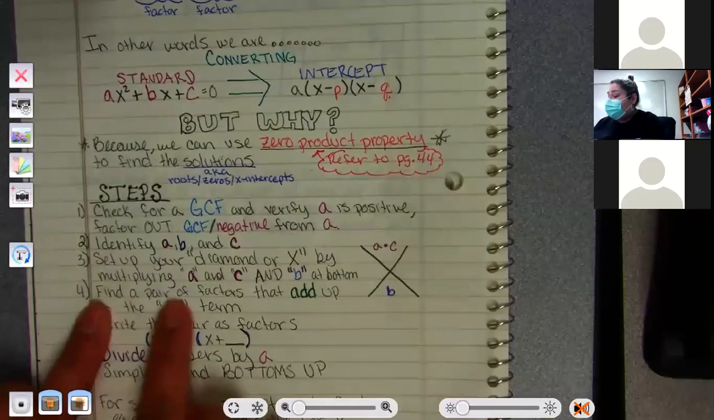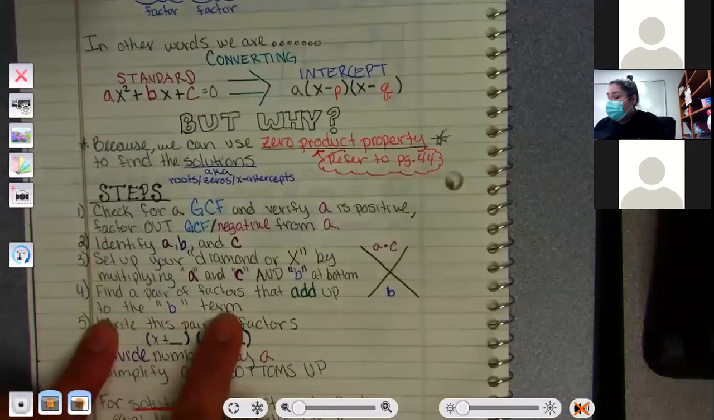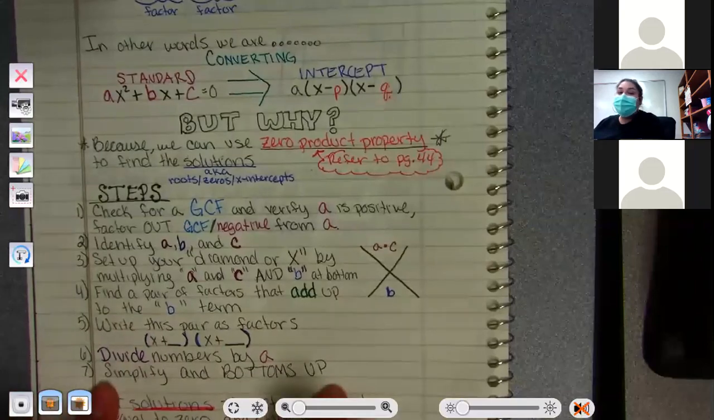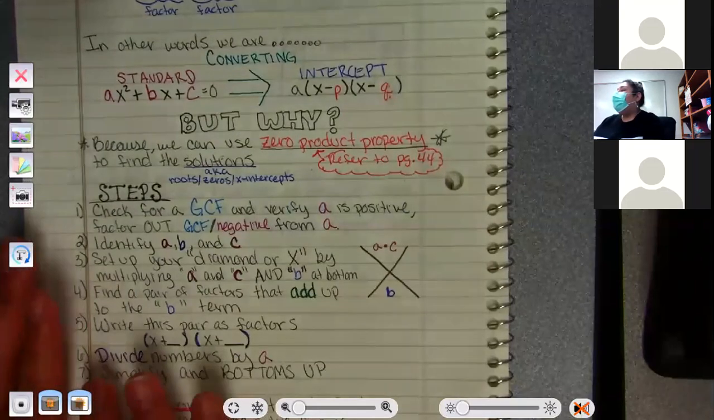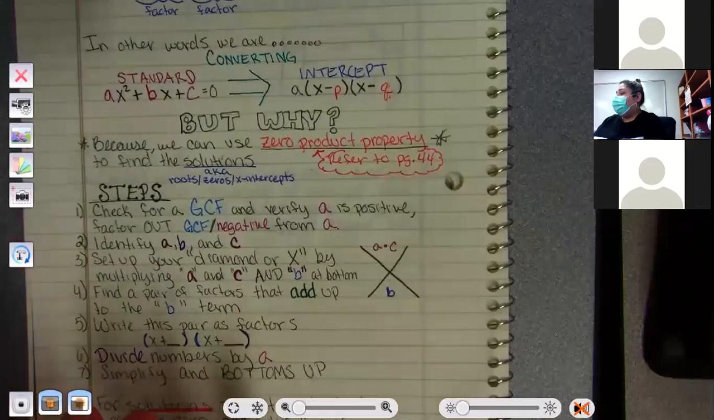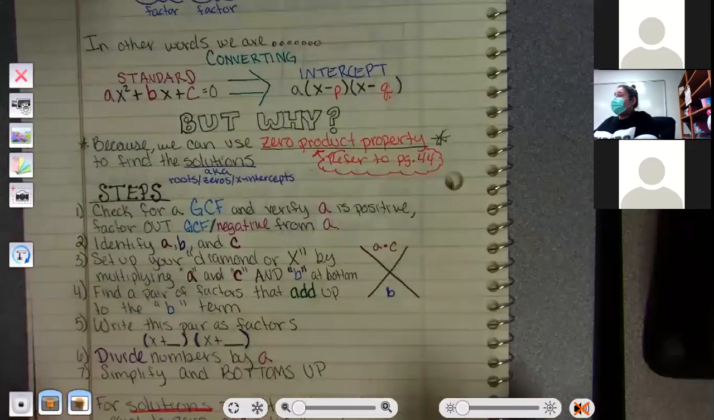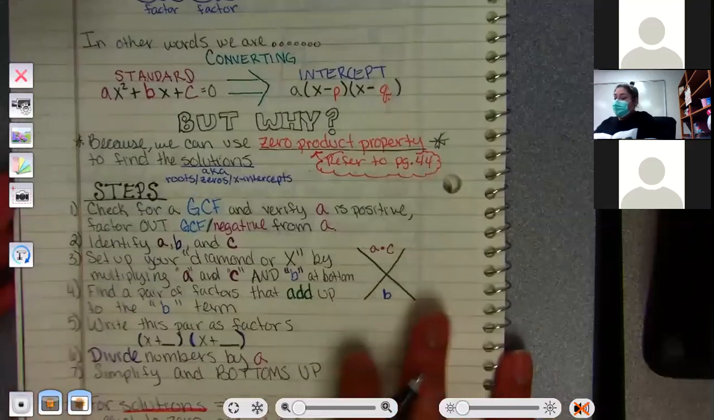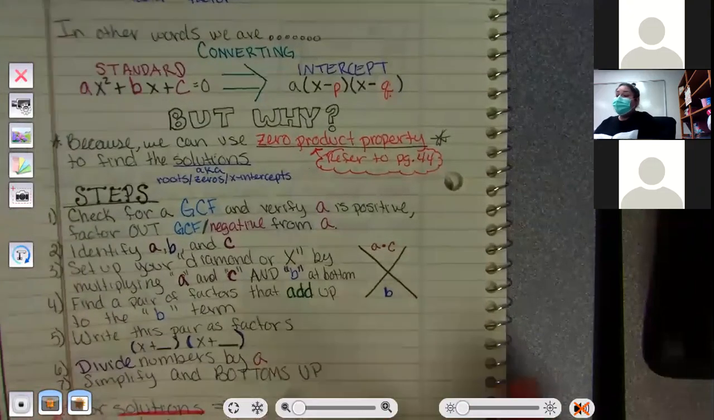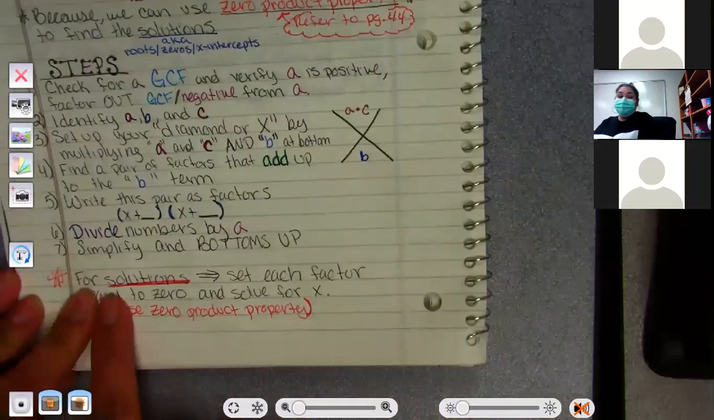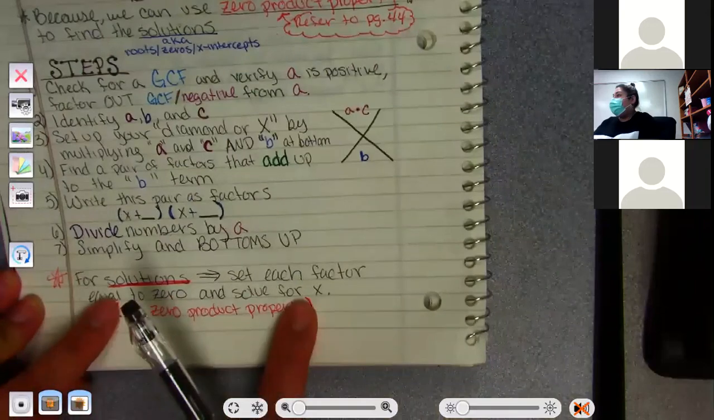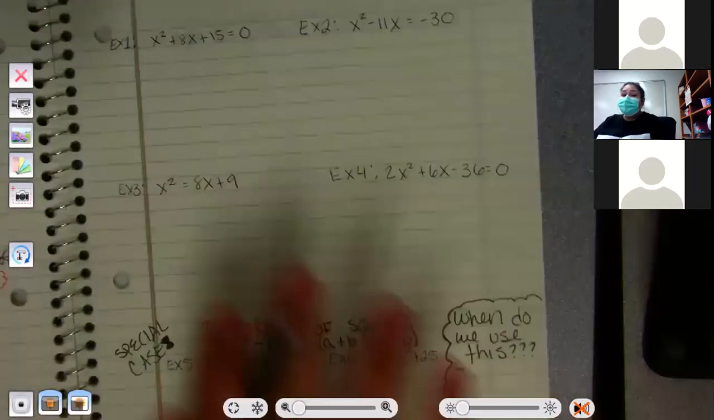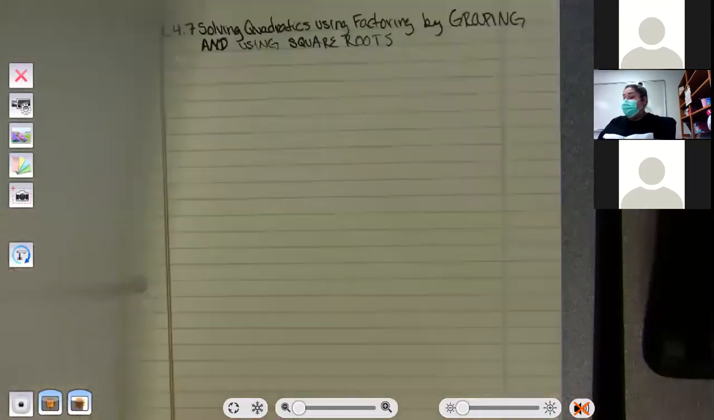Then you're going to find a pair of factors that add up to the B term. Write the pairs as factors, divide numbers by A, simplify, and bottoms up. It sounds like a lot, I know. Once you get used to it, it goes a little quicker, okay? So we're gonna start with a lengthy example. Then after you find intercept form, for the solutions, you just use zero product property, which y'all already know how to do, okay? So instead of starting easy, I want to go with the more difficult stuff.